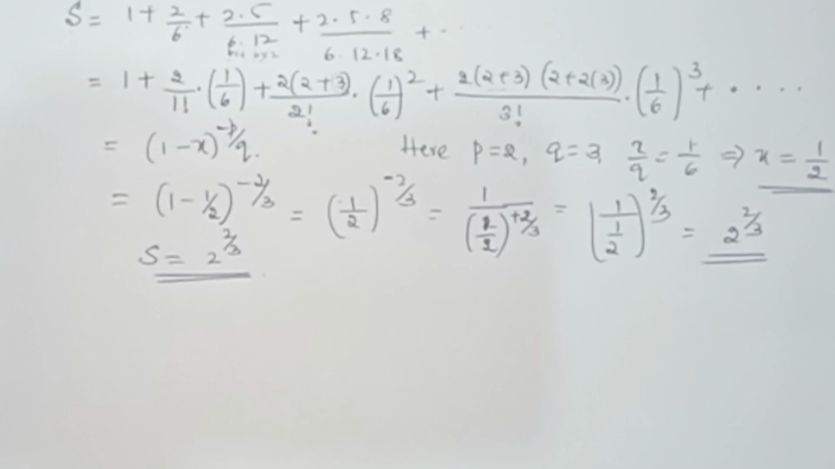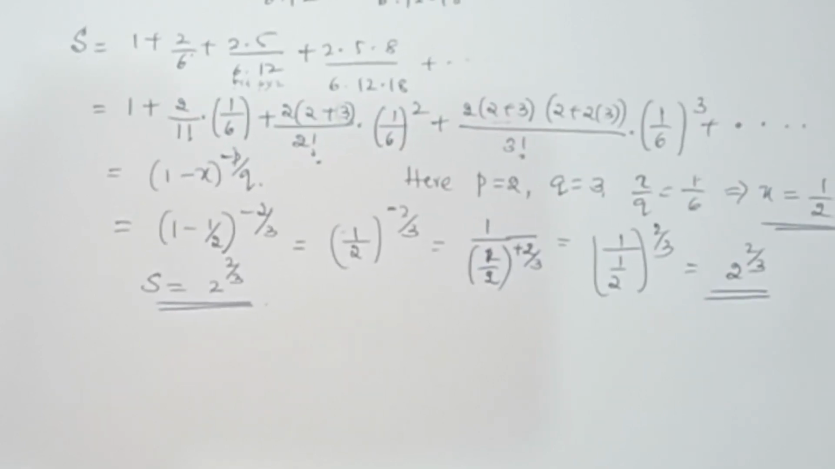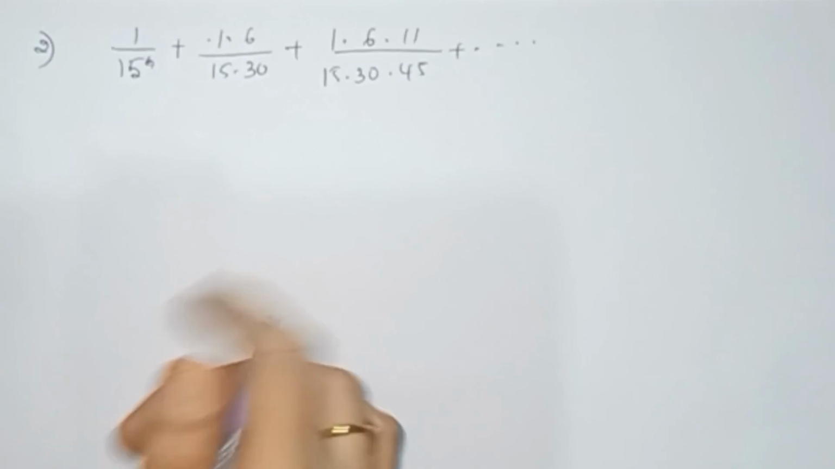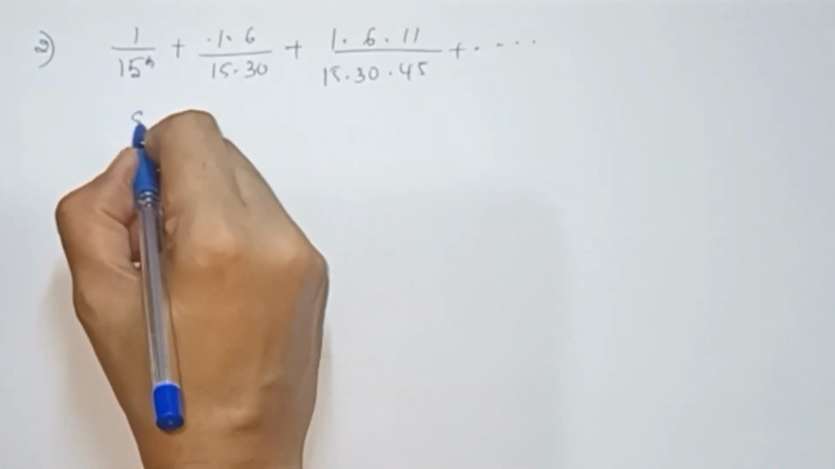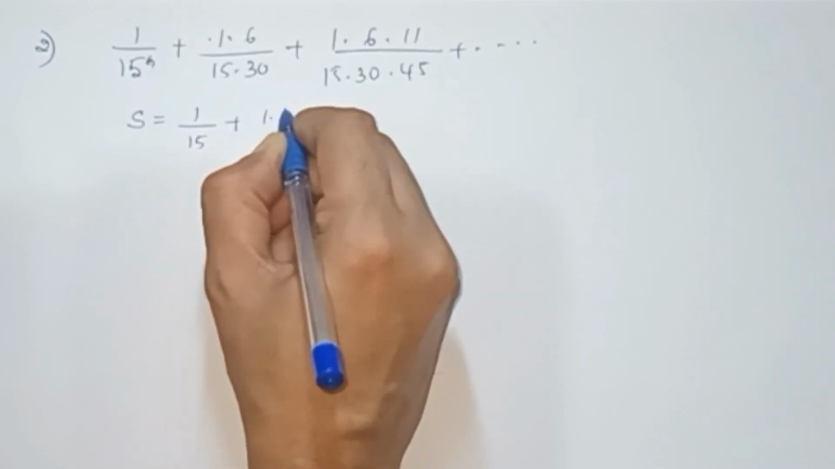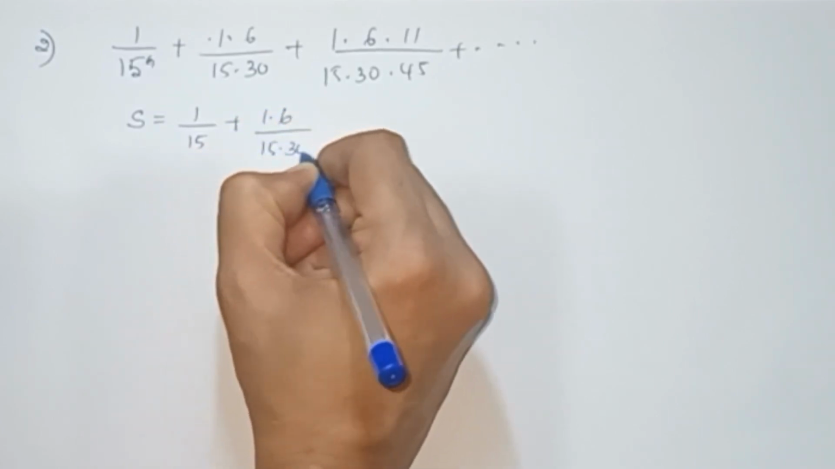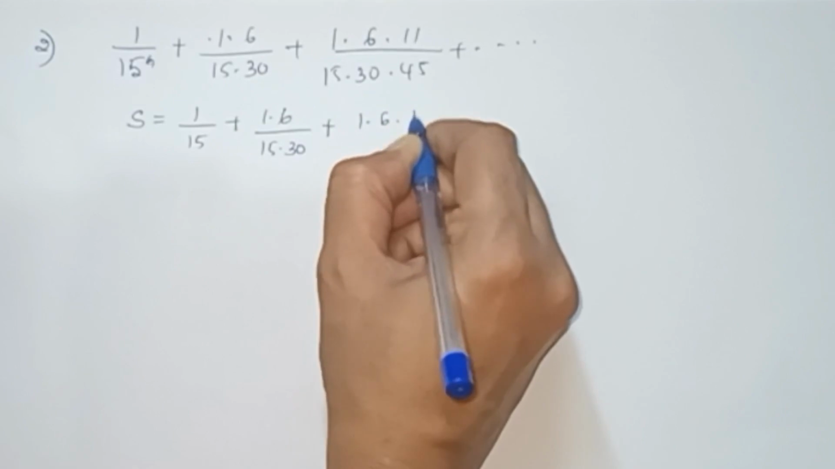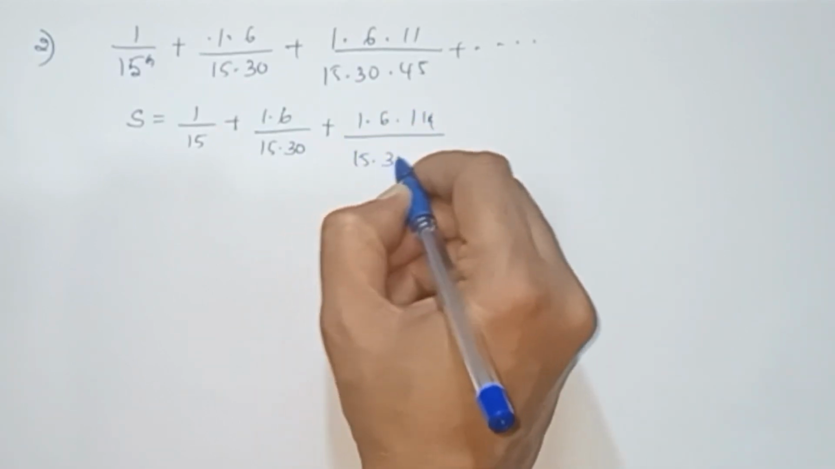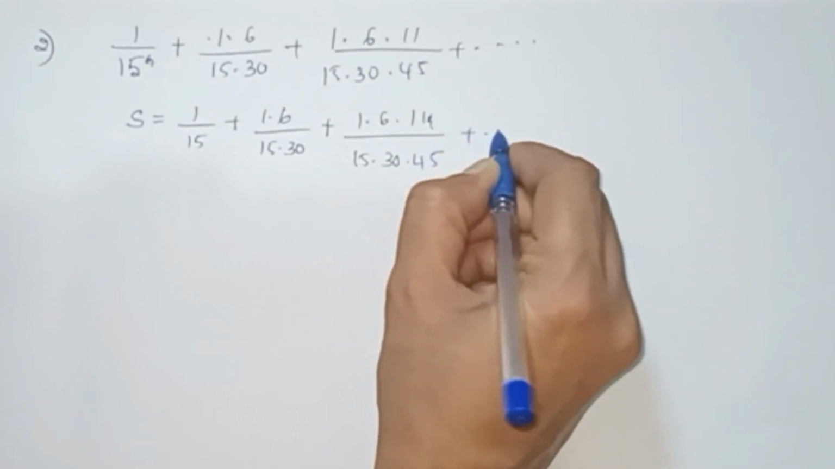This is how we get the summation of binomial series. Now, second problem. Name the sum as S: 1 by 15 plus 1 into 6 by 15 into 30 plus 1 into 6 into 11 divided by 15 into 30 into 45 plus so on.